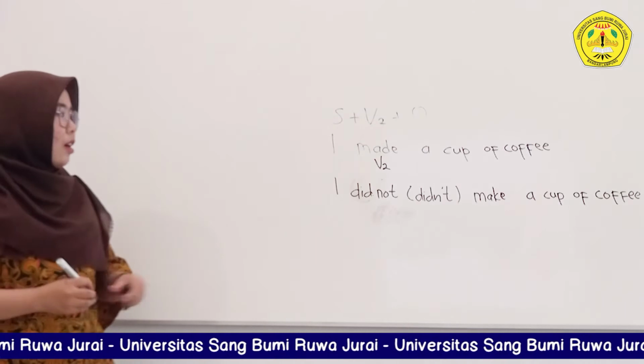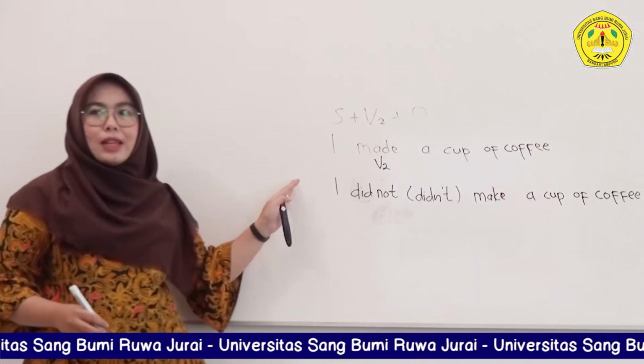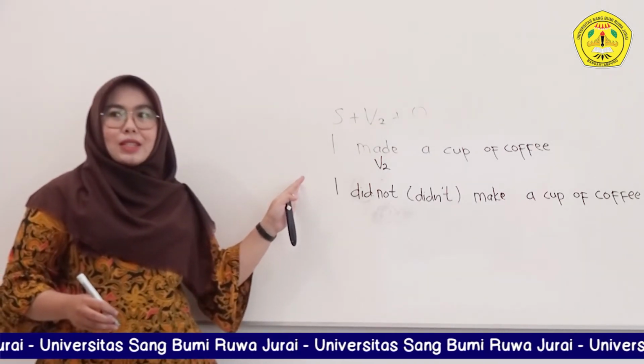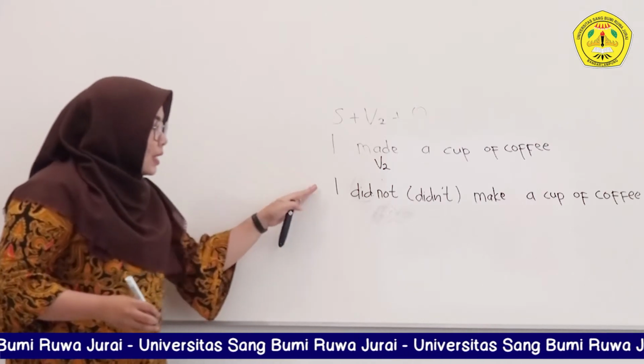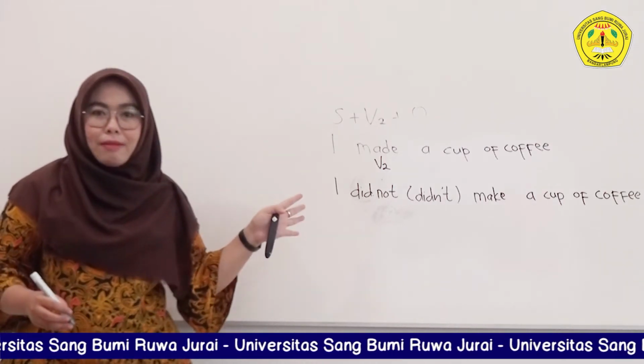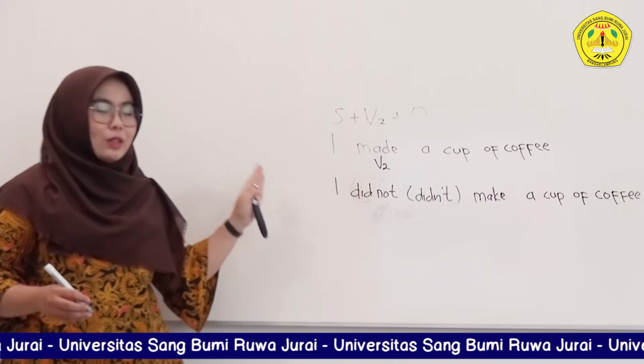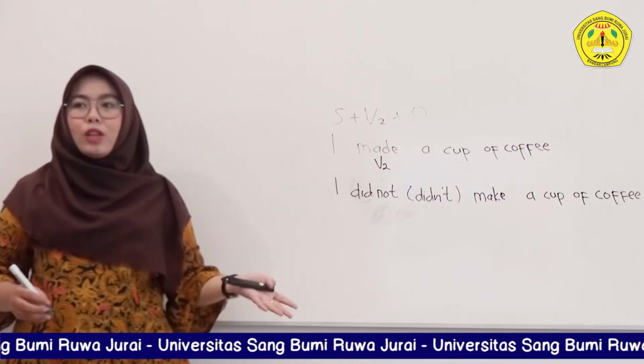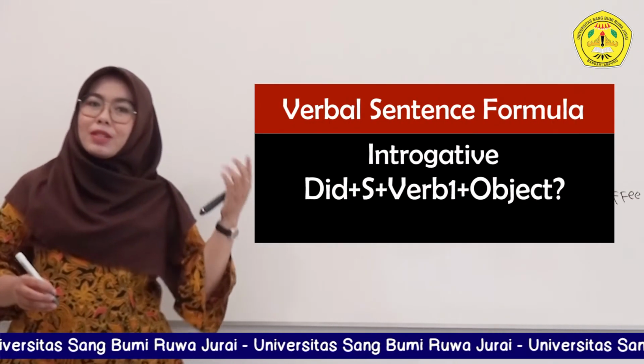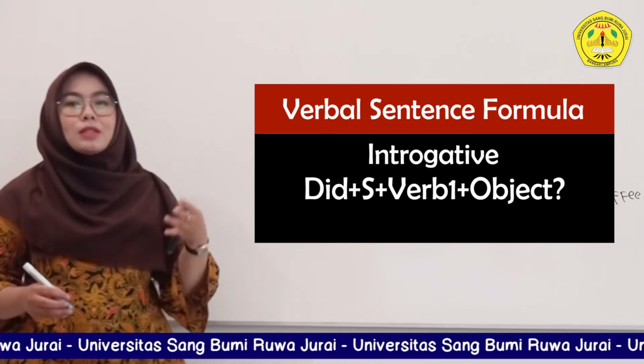This is an example of a negative sentence in the simple past tense. Then how to use this sentence to become interrogative, or kalimat tanya. So you can see on the slide the formula is did plus subject plus verb 1 plus object.